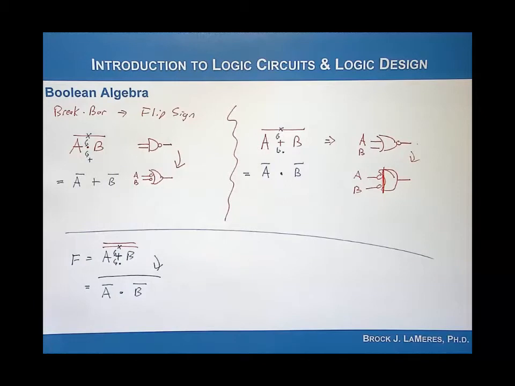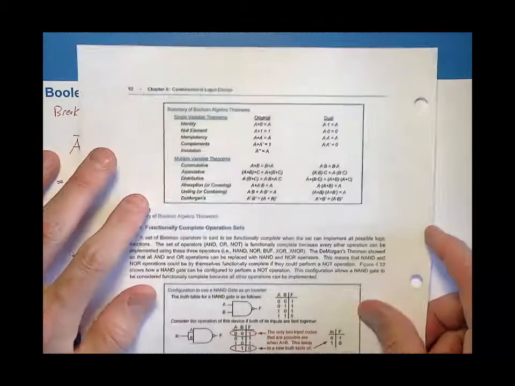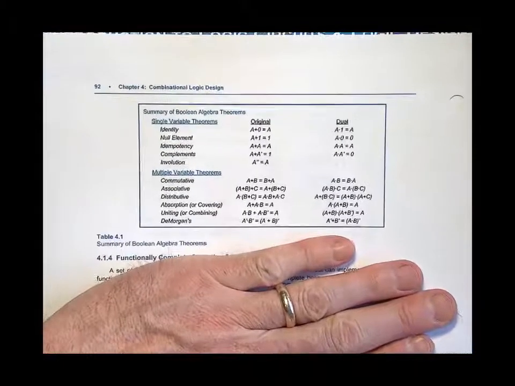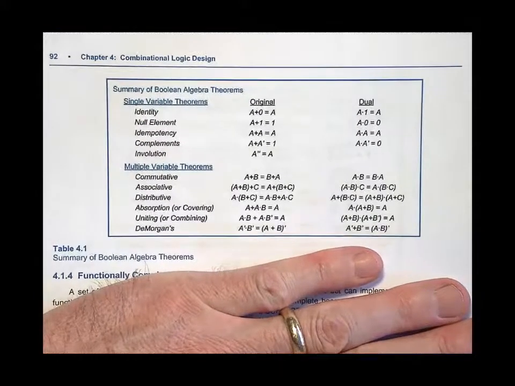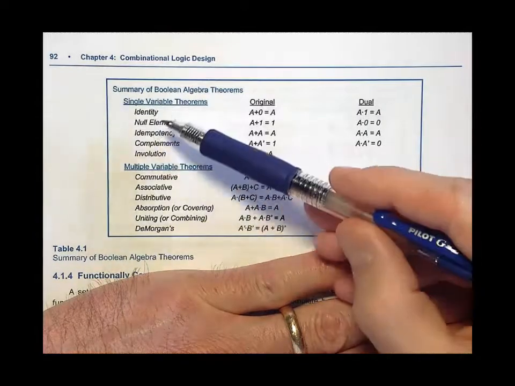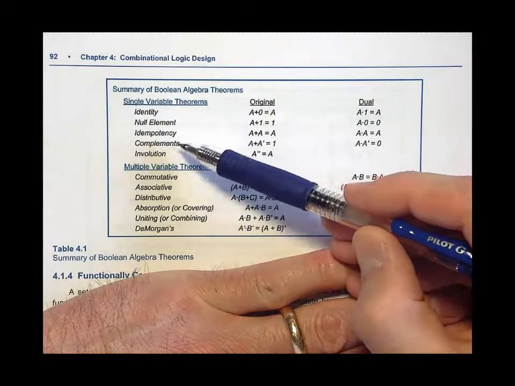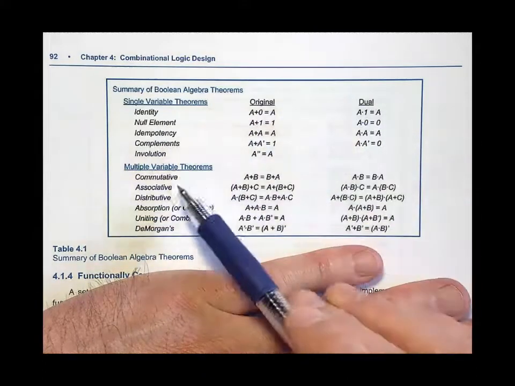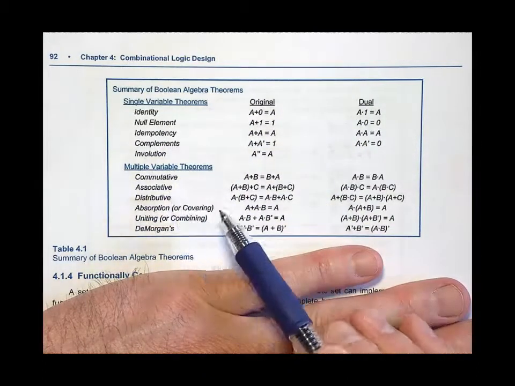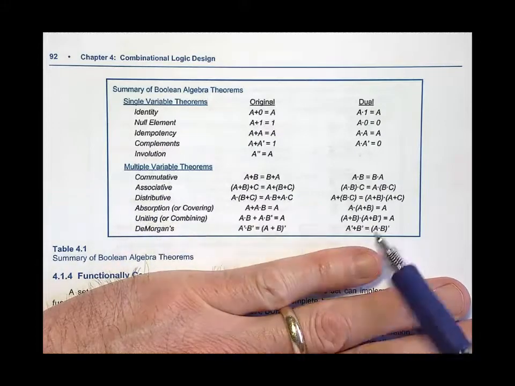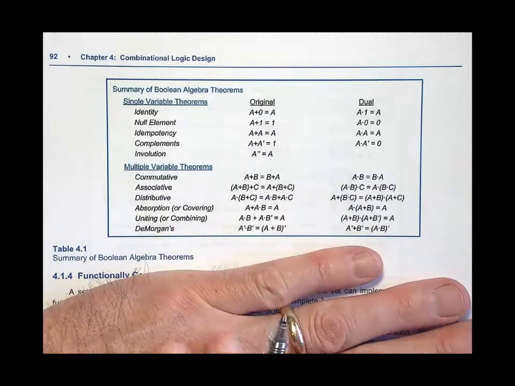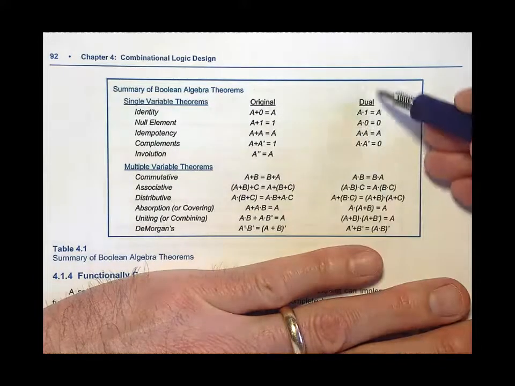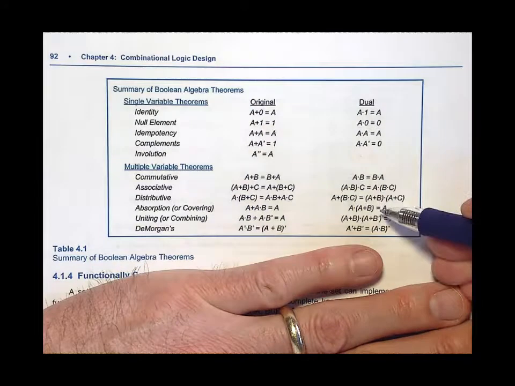So if I was to look at the entire summary of Boolean algebra, the single variable theorems and the multiple variable theorems, you can see them right here. We had single variable theorems: identity, null element, idempotency, complements, and involution, and you can see the original and dual. And then we have commutative, associative, distributive, absorption, uniting, and then finally De Morgan's. Notice that De Morgan's theorem of duality is not listed because it's implied in the way that you list this table out. So the dual over here represents the theorem of duality.